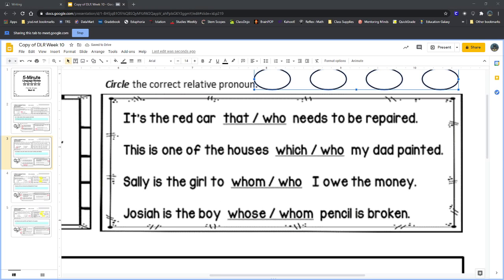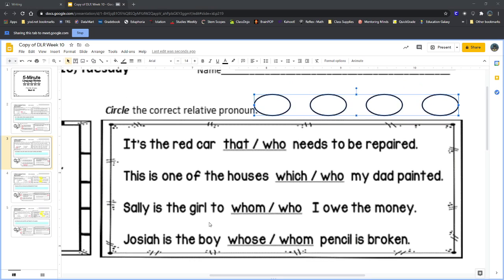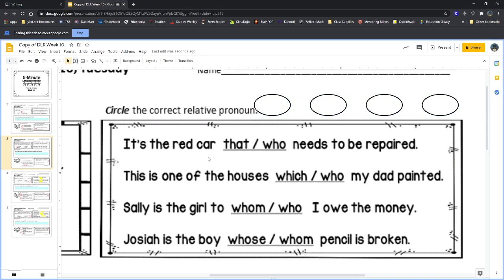Circle the correct relative pronoun. So we have some of these sentences. We need to pick which word belongs in these sentences. It's the red car, blank needs to be repaired. It's the red car blank needs to be repaired. Noah, what do you think? That. All right. What about the next sentence?